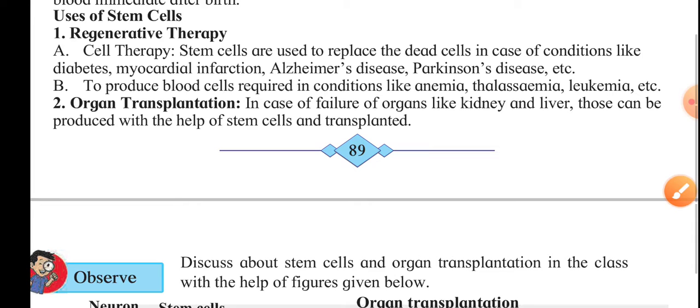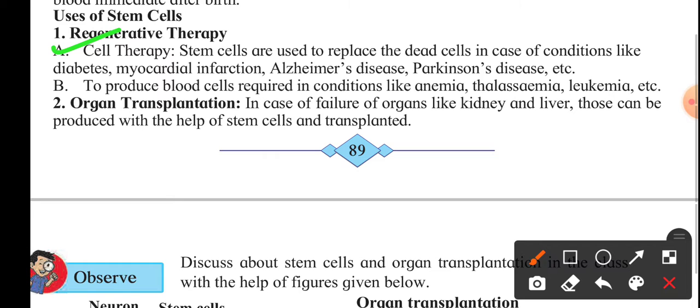Further, uses of stem cells, where they can be useful. The first one is regenerative therapy, cell therapy. Stem cells are used to reproduce the dead cells in conditions like diabetes, myocardial infarctions, Alzheimer's disease, Parkinson's disease, etc. They are also used to produce blood cells required in conditions like anemia, thalassemia, leukemia, etc. Another use they have given is organ transplantation. In case of failure of an organ like a kidney or a liver, those can be produced with the help of stem cells and transplanted.